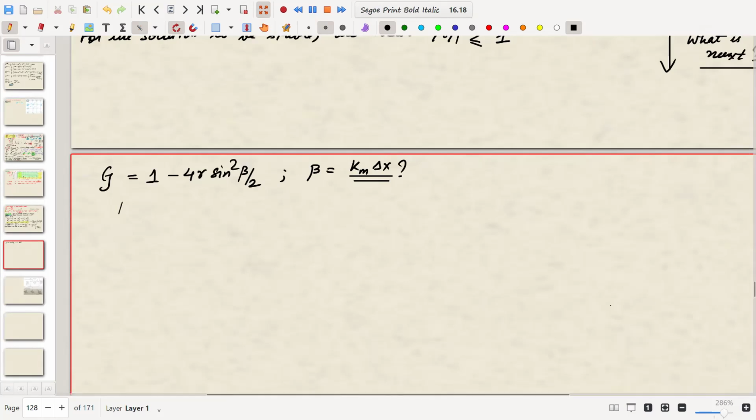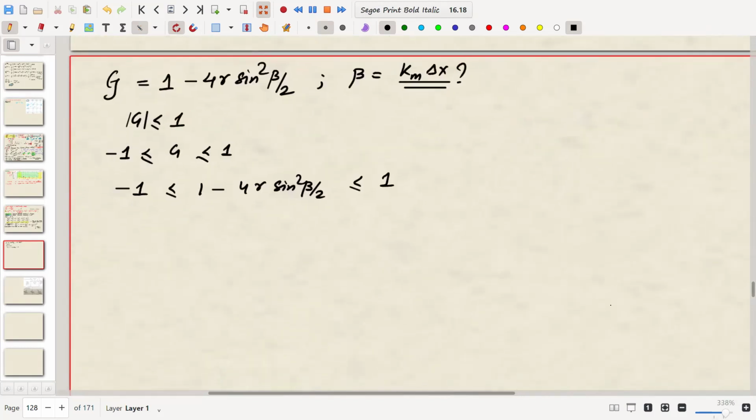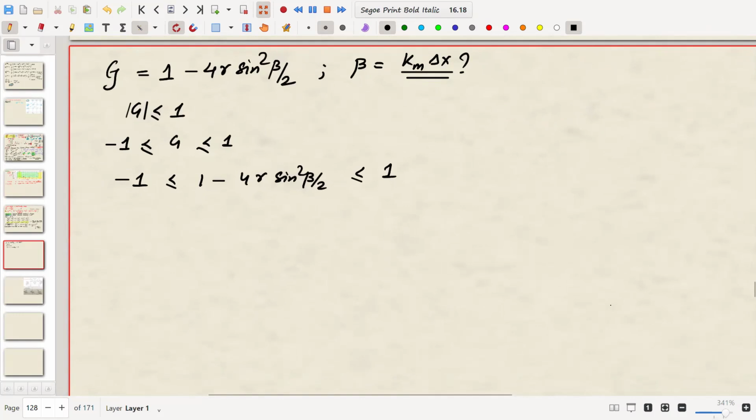So actually we need mod G to be less than or equal to 1. Okay. So that means G should be in between -1 and 1. Yes. So -1 is less than or equal to G, which is 1 minus 4R sine square beta by 2, right? This should be in between -1 and 1. Agree? Now what does it tell us?